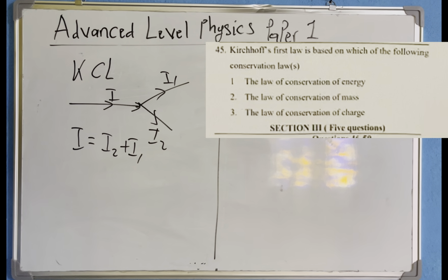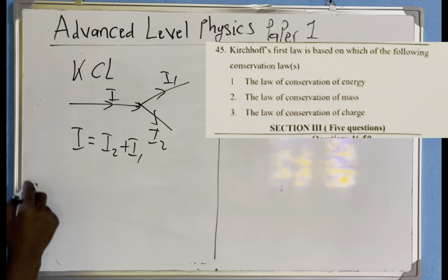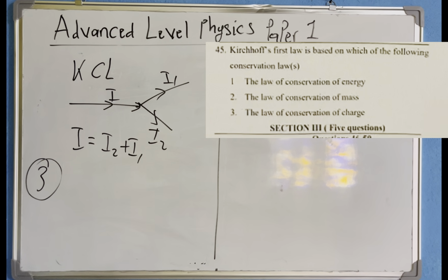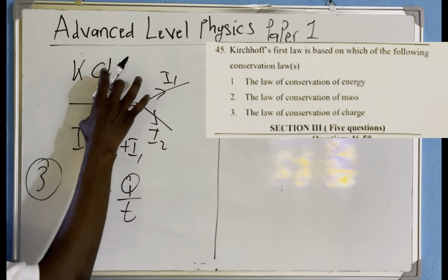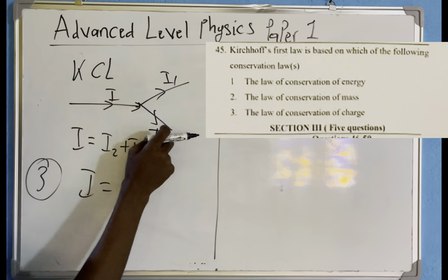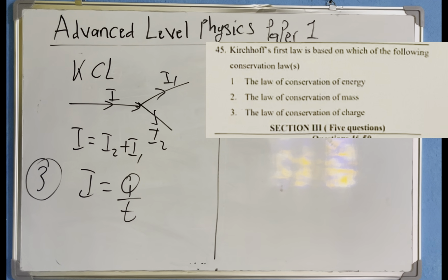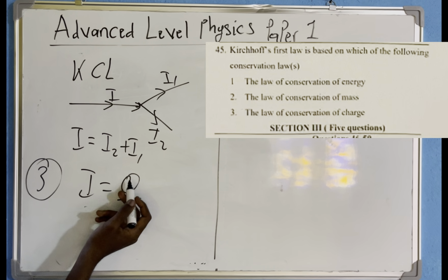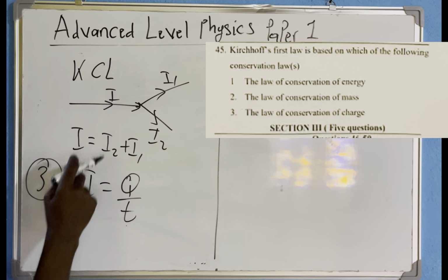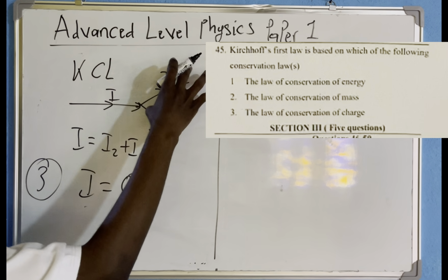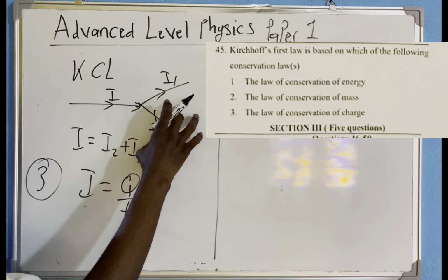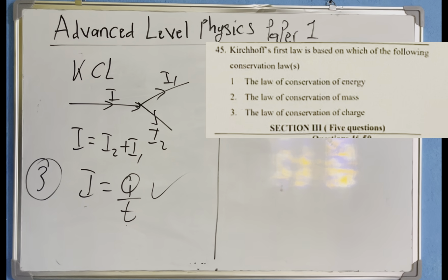And that one is which law? When you see law of conservation of energy, law of conservation of mass, law of conservation of charge, you can directly see that 3 is correct. Law of conservation of charge, because current is the flow of charges. It means the total number of charges entering the junction should be equal to the total number of charges leaving the junction. Since current is charge divided by time, from the law of conservation of charge we can say that current is also conserved. It means the current entering should be equal to the current going out.